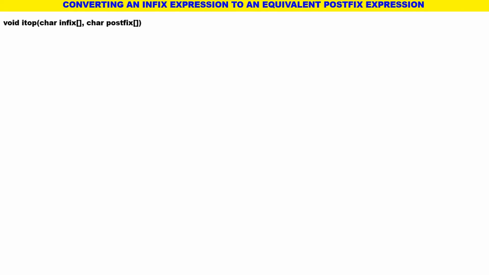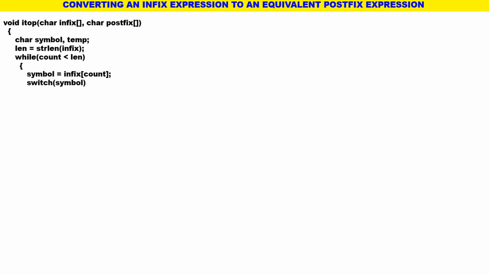Now, this is our main program. I to P means infix to postfix. Two parameters are there, infix and postfix. Infix is the input parameter and postfix we are going to compute now. We find the length of the infix expression, that is len. Count is equal to 0 in the main program, while count is less than len, we take the symbol. From left to right we have to scan the symbol. Now we take the symbol and switch based upon the symbol.